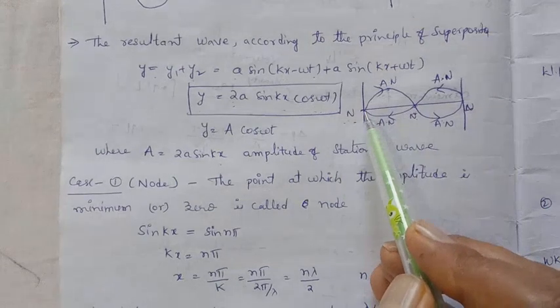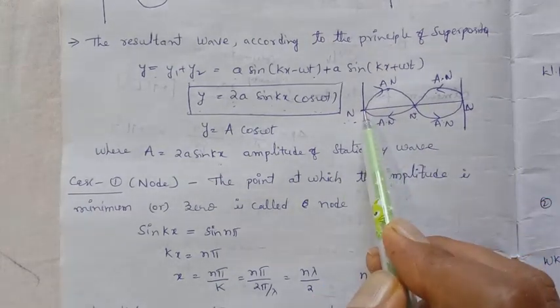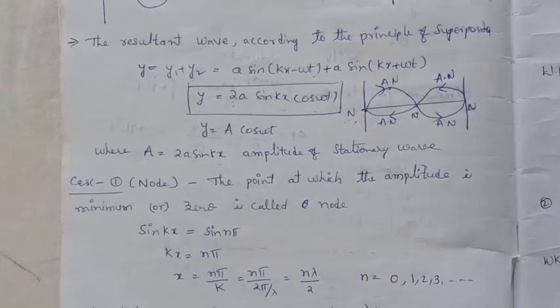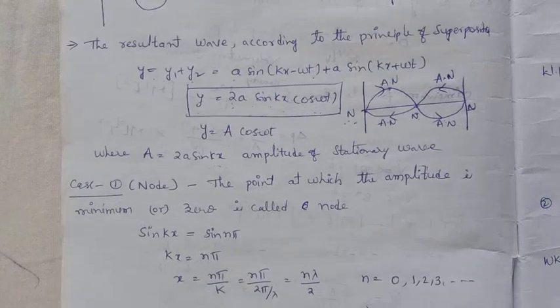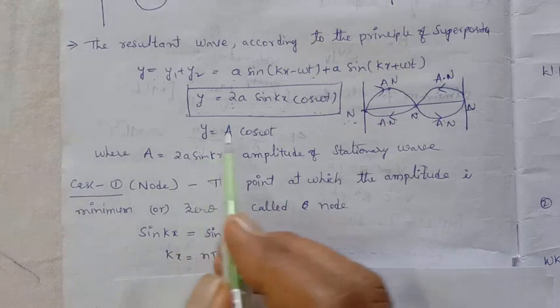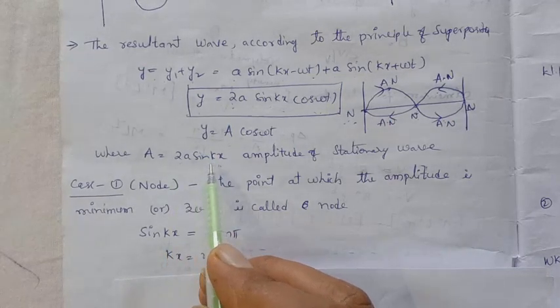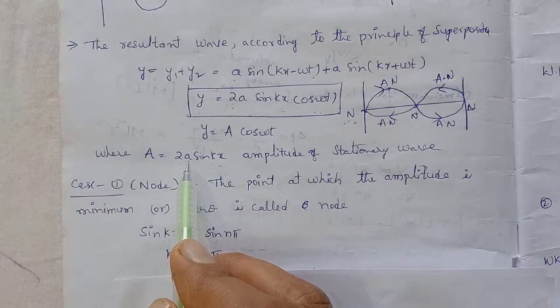So at this point the amplitude is minimum. Minimum means 0. So when the amplitude is minimum, what expression will I take? The amplitude is equal to 2a sin kx. Here a already means amplitude.